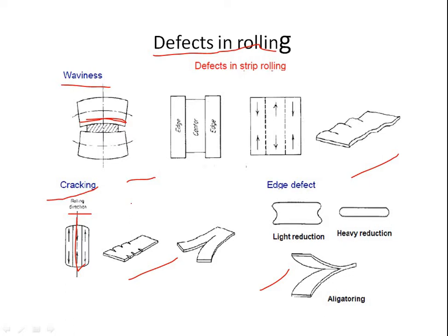Because there is continuity between the edges and the center, the edges are strained in tension more than the center, resulting in edge cracking. So it is known as edge cracking. Under severe conditions, the strain distribution can also result in a center split termed as alligatoring. This is in this way. This alligatoring defect.